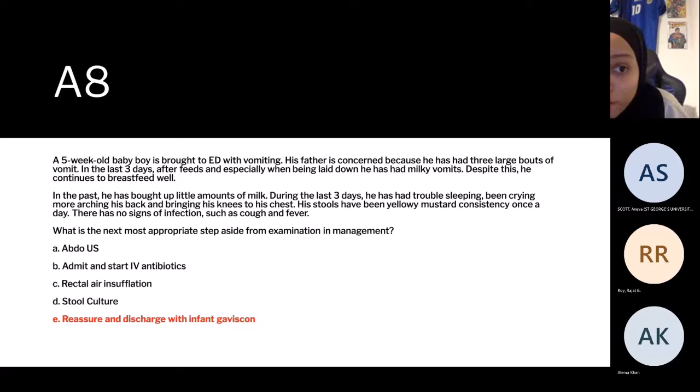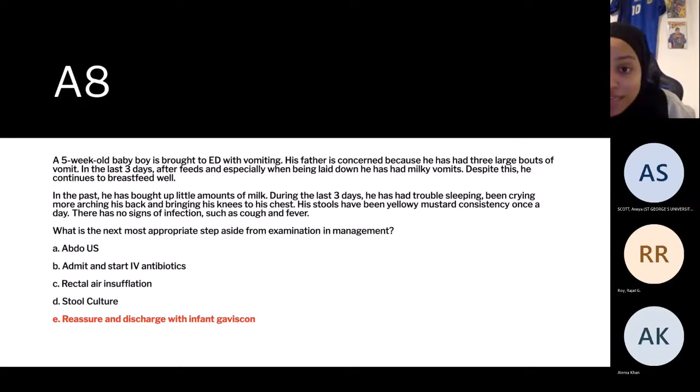So we've got a 5-week-old baby. His father is concerned because he's had 3 large bouts of vomit in the last 3 days, especially after he feeds, especially when he's laid down. The vomit itself is milky in consistency. Even though he has this, he continues to breastfeed quite well. In the past, he's brought up little amounts of milk. This is known as possetting.